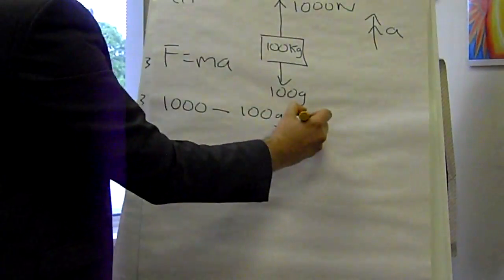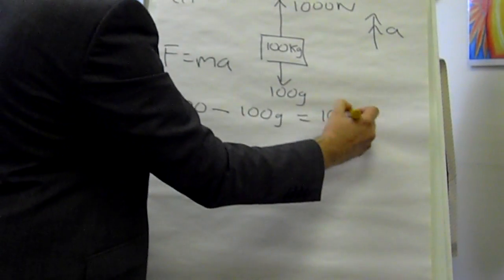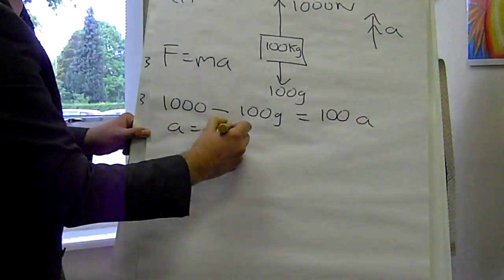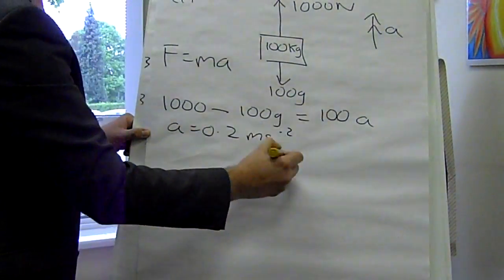So F equals ma. And if we solve that, we get the answer a is 0.2. That's part 1.